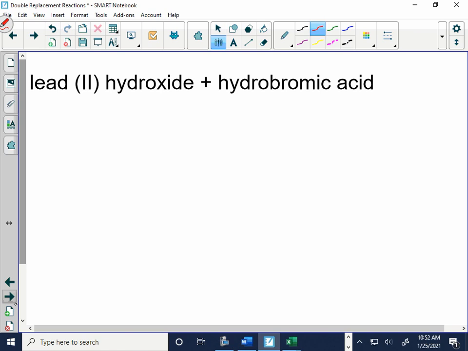Lead 2 hydroxide and hydrobromic acid. So, lead 2, hydroxide's a 1 minus. Hydrobromic acid, IC 1 or 3. This is acid rule number 1. So it's going to give me HBr.